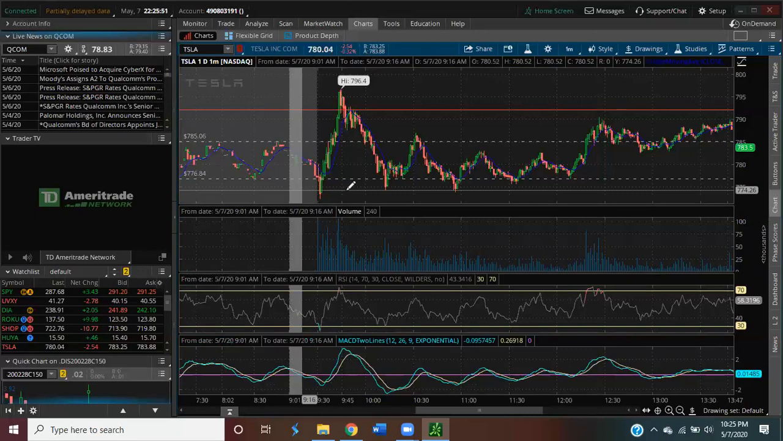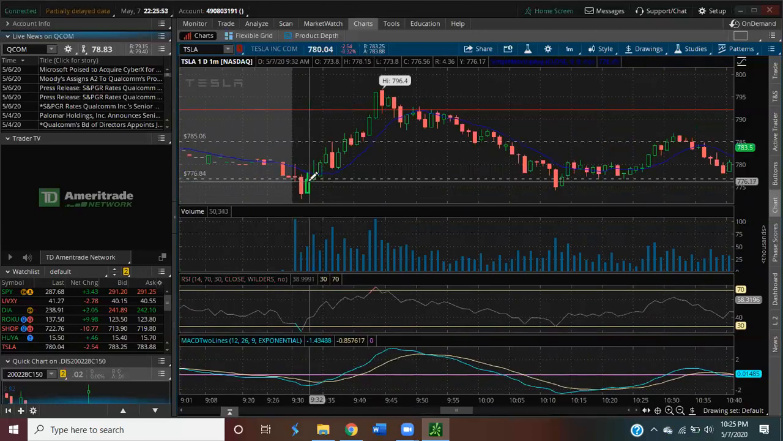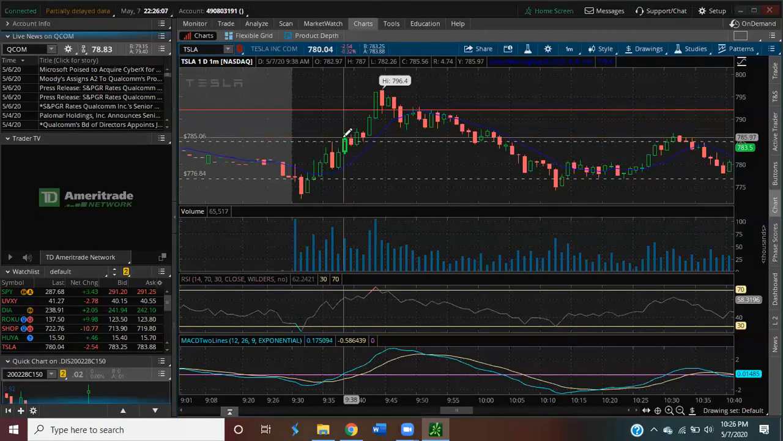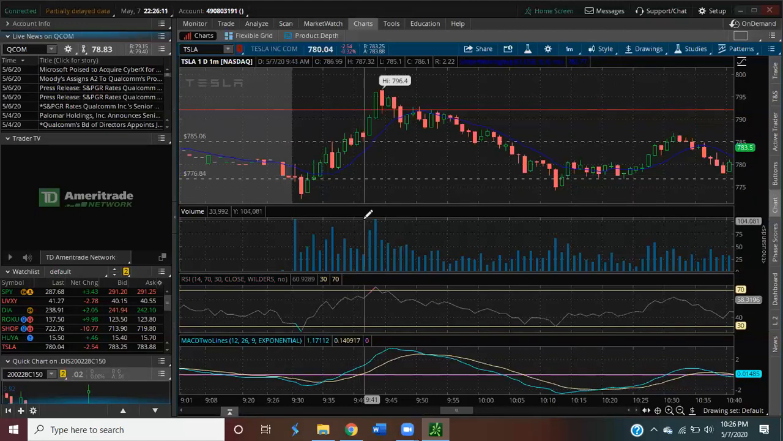So if you were looking at this 1-minute chart for Tesla, you see when the market first opened, they were pushing below a little bit, but they came right back up, pushed right above our support, and came up to the resistance, got rejected one time, came back up again. But the volume started dropping off here. So when volume pushed back up right here, you could have got in Tesla somewhere between 786 and 790.